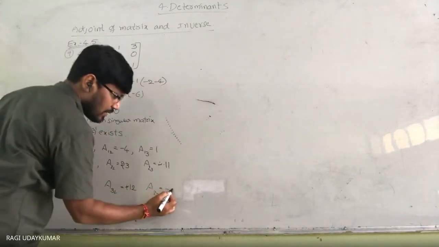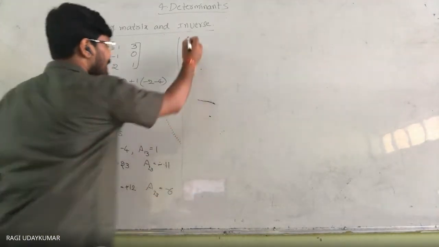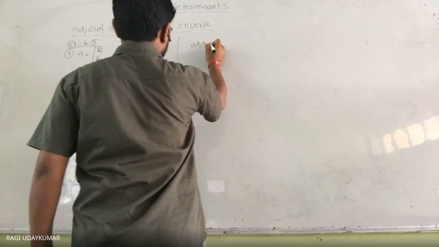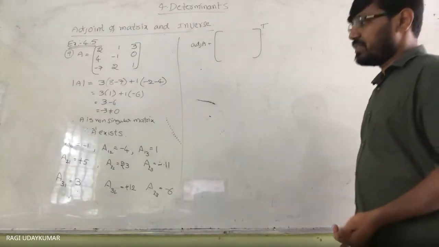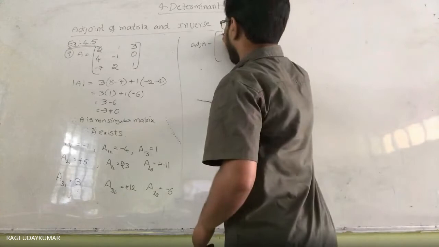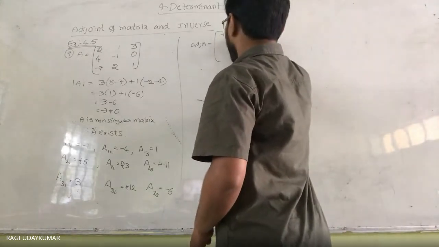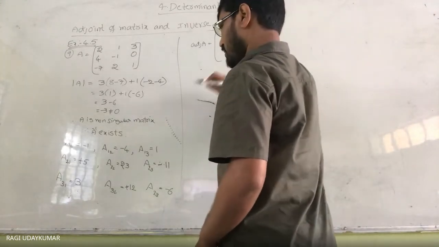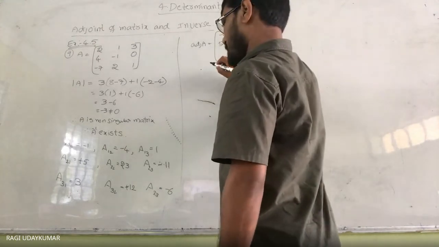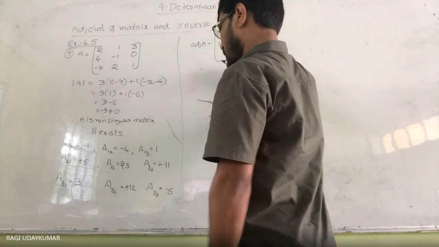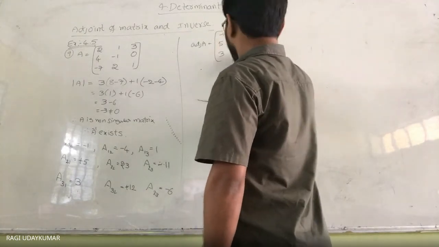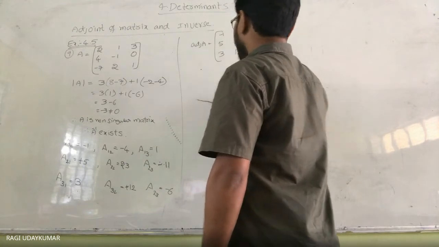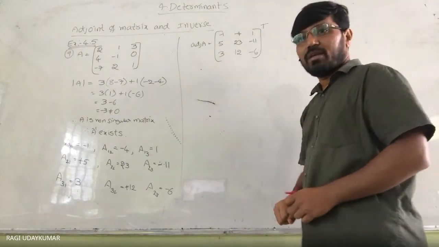So minus 6. Now what is the adjoint of this matrix? The adjoint of A is the transpose of the matrix obtained by replacing every element with its cofactor. The elements need to be written as they are: minus 1, minus 4, 1, 5, 23, minus 11, 3, 12.